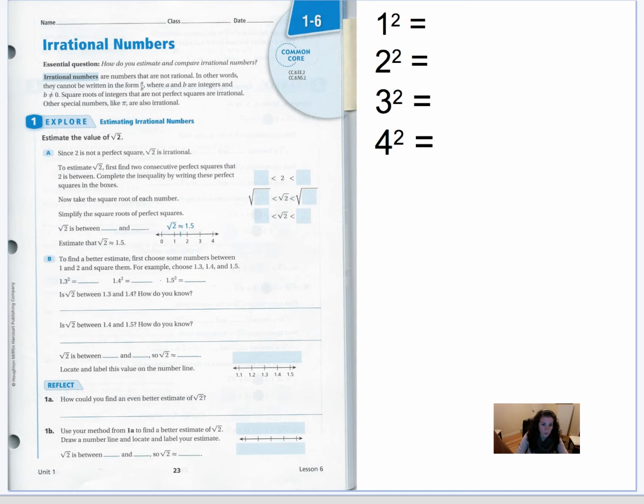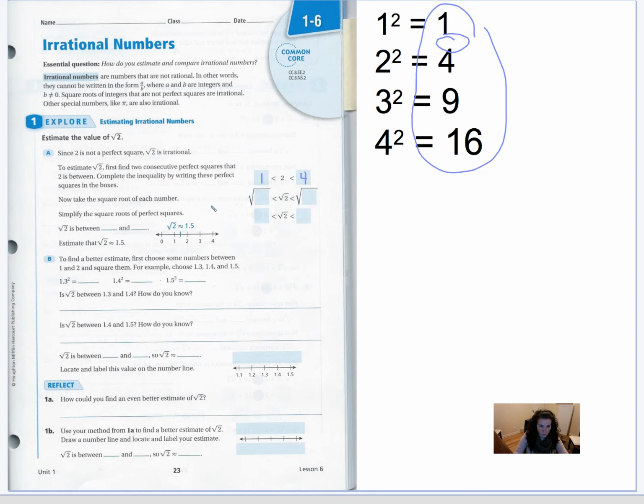So first, let's review our perfect squares. I'll take the first 4 of them. 1 squared, 2 squared, 3 squared, and 4 squared, and calculate those. So we have 1, 4, 9, and 16. Remember, these are our perfect squares. So where does 2 fall in between? Obviously, it's between 1 and 4, so I will fill these in with 1 and 4.